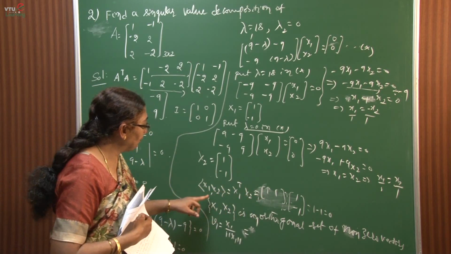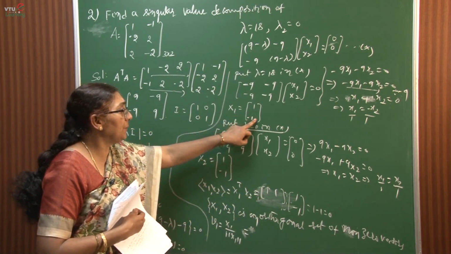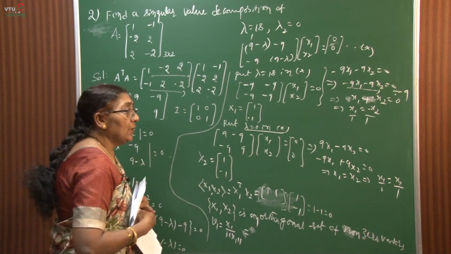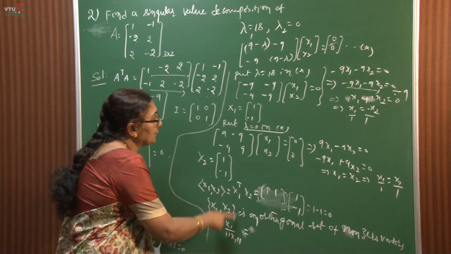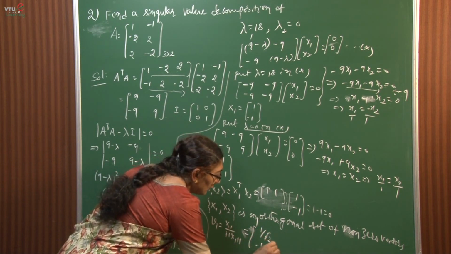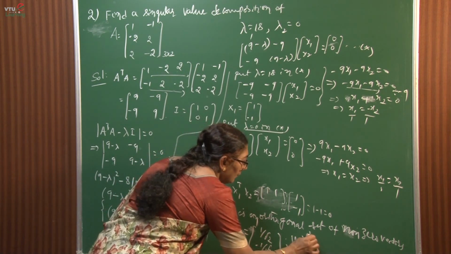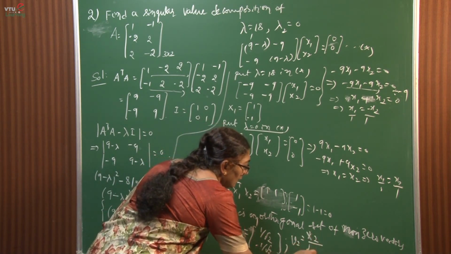Square root of what is my x1? This is my x1. Square root of 1 square plus minus 1 whole square is root 2. Therefore, divide x1 by root 2. What we get? 1 by root 2 and minus 1 by root 2. And the other, V2, is nothing but x2 divided by norm of x2.